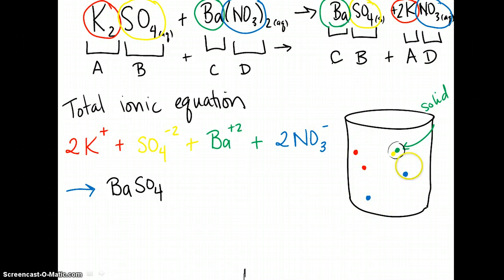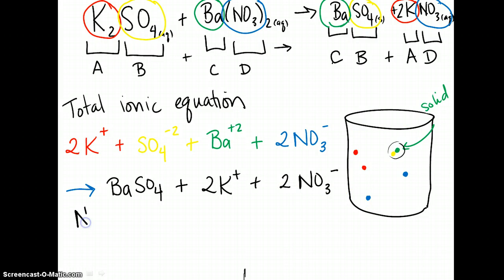However, these did not become solid. They are still soluble, so I would write them still as is. I have 2 red ones, so I have 2 potassiums, and always include the charge, and I have 2 sodiums, 2 nitrates, which have a -1 charge. So this is what I see in the beaker.